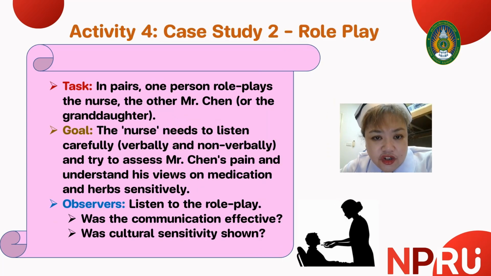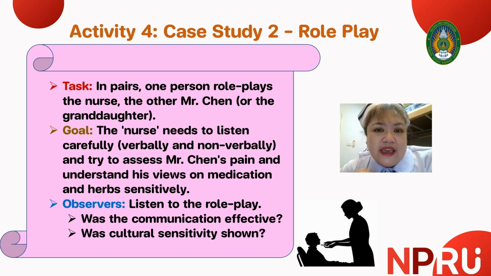Now for this activity, we will do some role play. In pairs, one of you will be the nurse and the other is Mr. Chen. The nurse's job is to listen and communicate effectively about pain and traditional medicine. The rest of us will listen and observe. Let's try a few pairs.